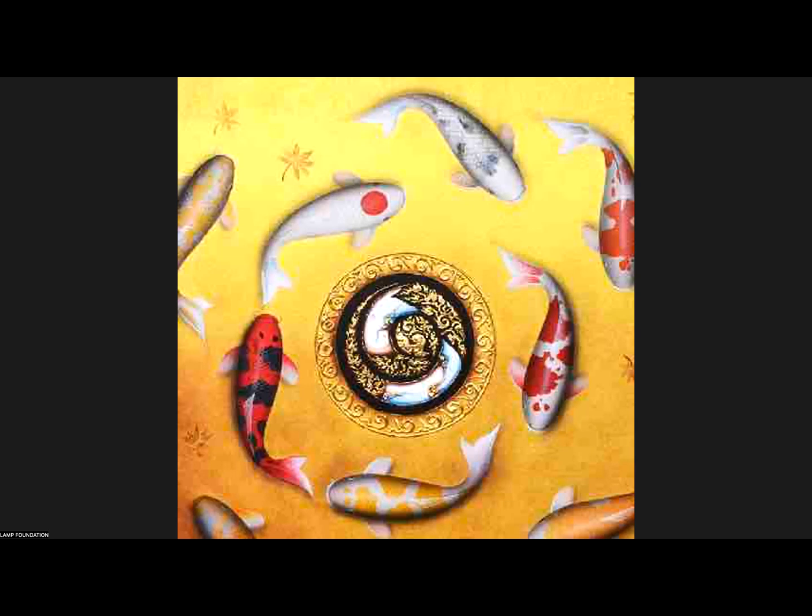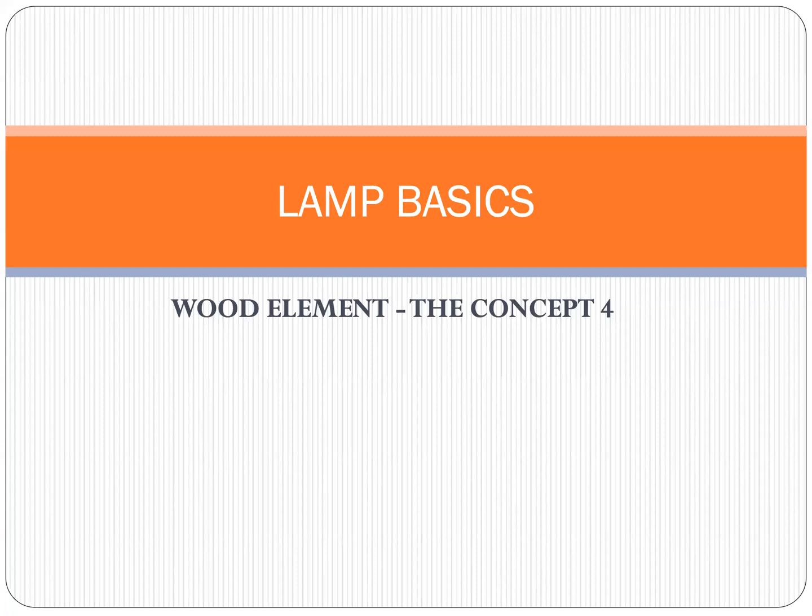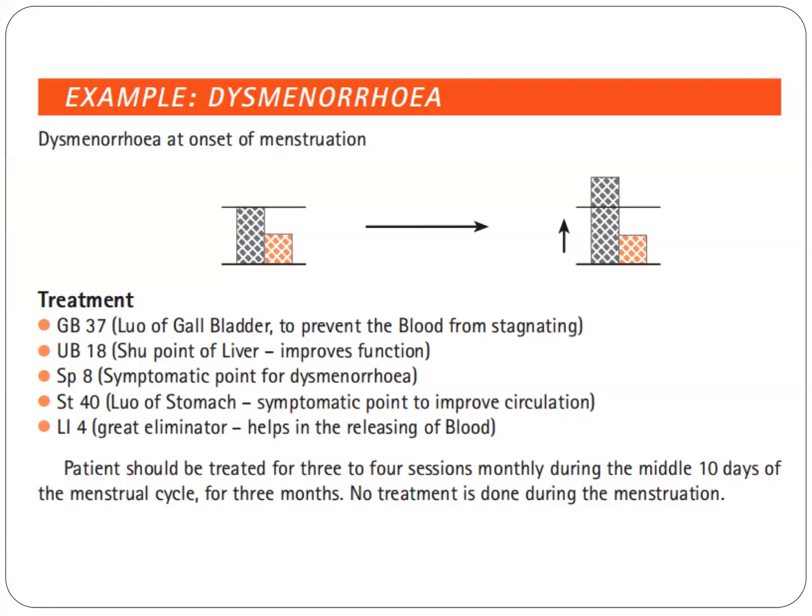Now let's go to the wood element. We are still on the concept. We have here an example, a case of dysmenorrhea at the onset of menstruation. So treatment, we use the luo point of the gallbladder 37, to prevent the blood from stagnating, because we would want to move the blood.